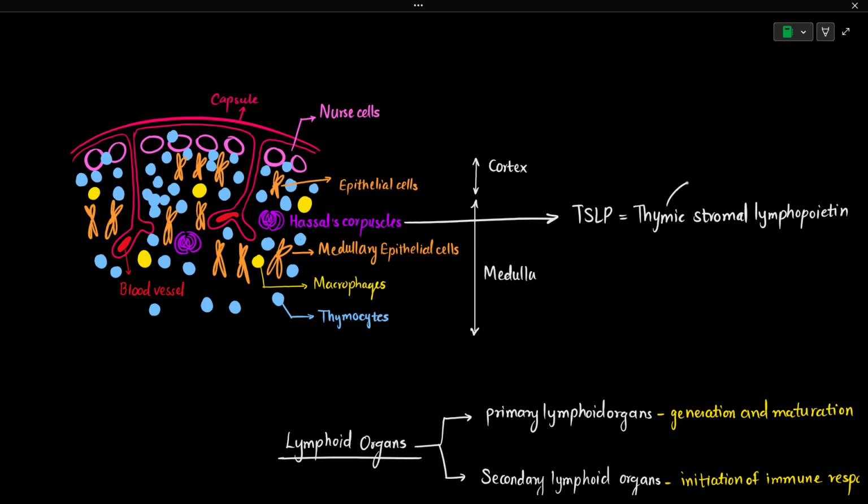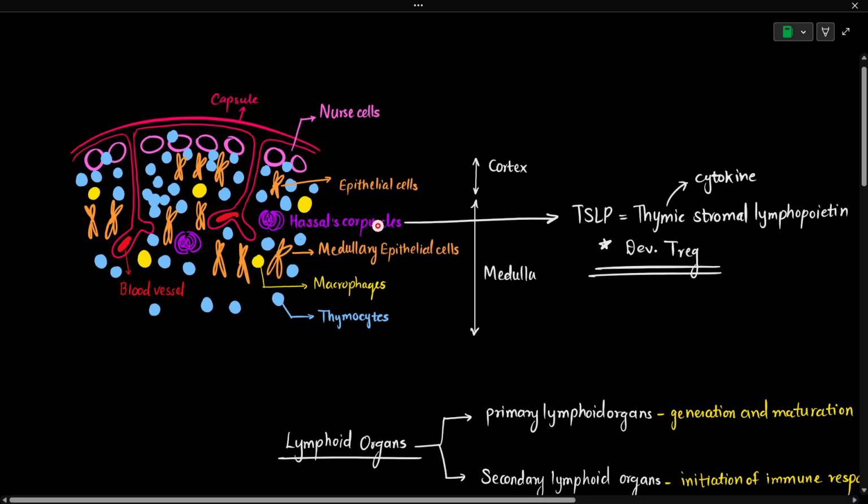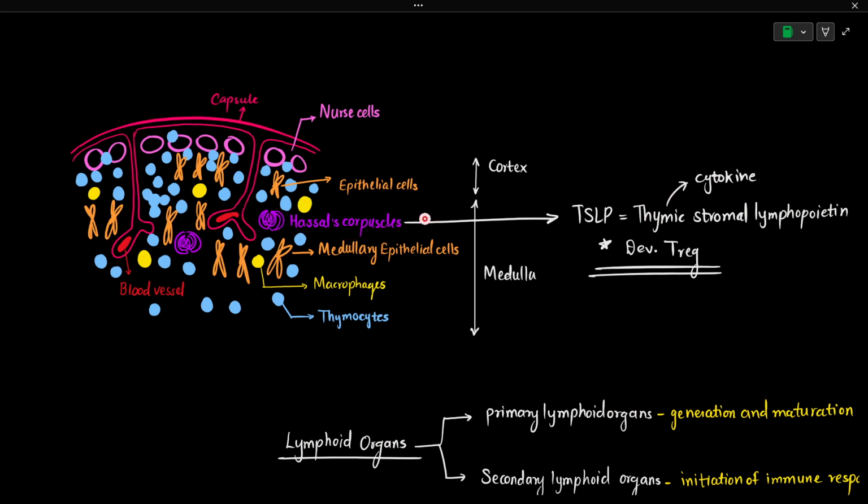So this is actually the cytokine signaling molecule. This is going to be important for the maturation of T cells, and this is also important for development of T regulatory cells. Okay, so this particular cytokine, which is released by the Hassall's corpuscles, is important for the development of the T cells. So the Hassall's corpuscles are only found in the medullary region. This is an important point, that Hassall's corpuscle is going to secrete TSLP, thymic stromal lymphopoietin, and it is situated in the medulla.